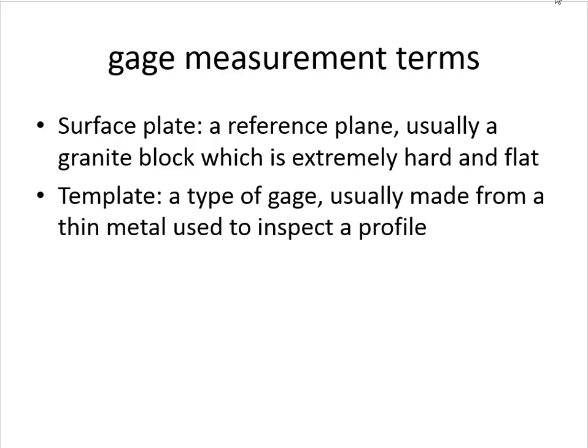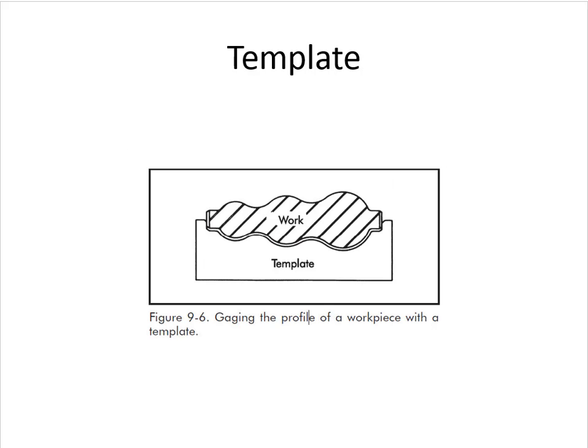This movie picks up at slide 12 of chapter 9 and objective number 6. Differentiate between the following types of gauging: electronic, optical, and coordinate measuring machine, and also some of the other terms in number 7. Differentiate between the following terms.